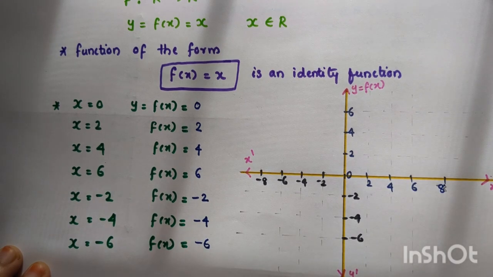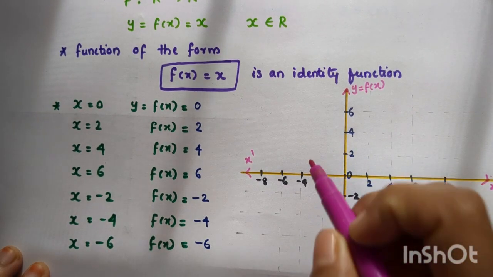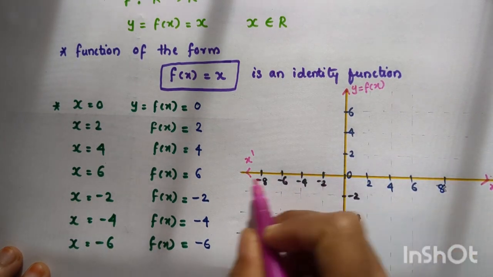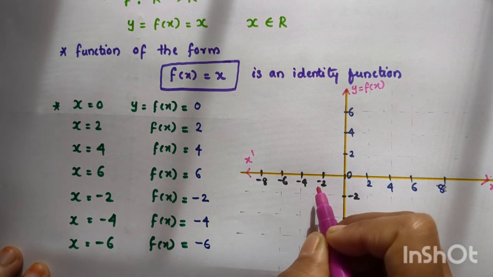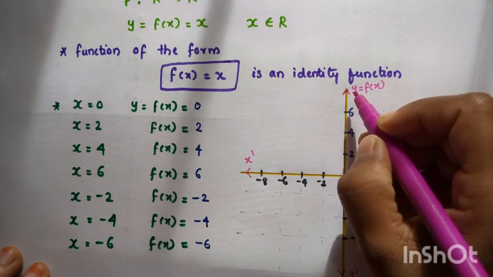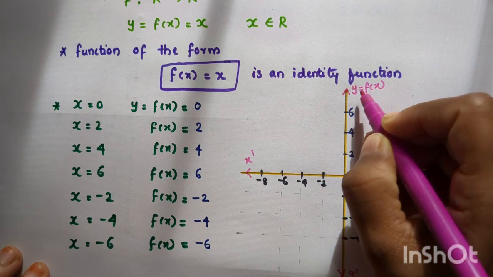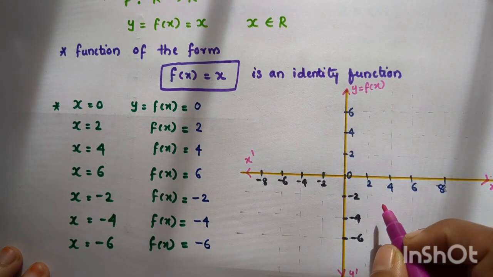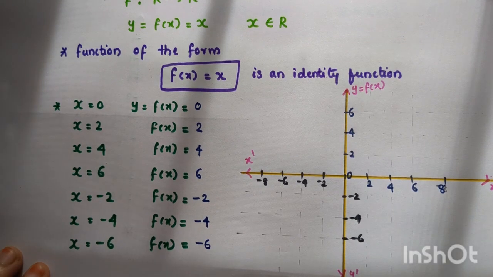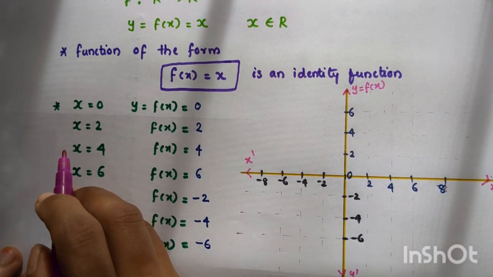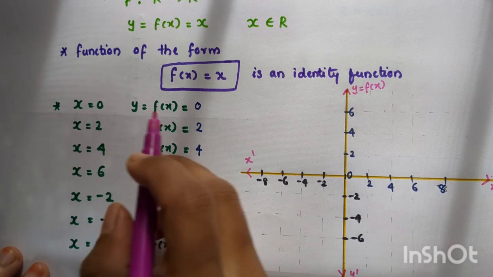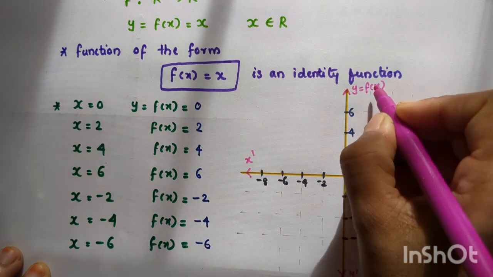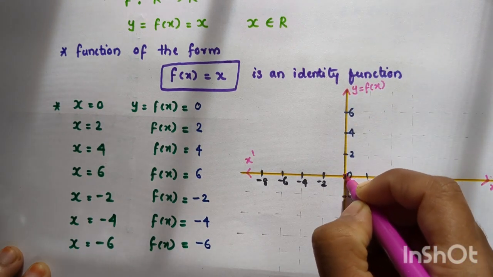Now, let us see how to represent this identity function using a graph. For that, here you see I have x values. This axis I have taken as x dash, on which we have negative x values. Here we have y values. y means it is a function of x, f(x). Here we have the y dash axis. This is the origin 0. Now you see, for x equal to 0, f(x) is 0. So when x is equal to 0, f(x), which means the y value, is 0. So that point will be here.